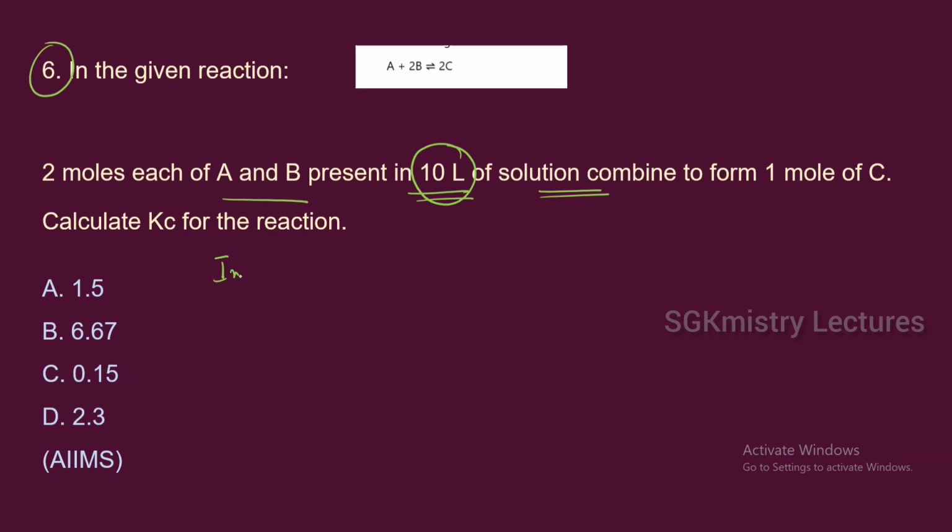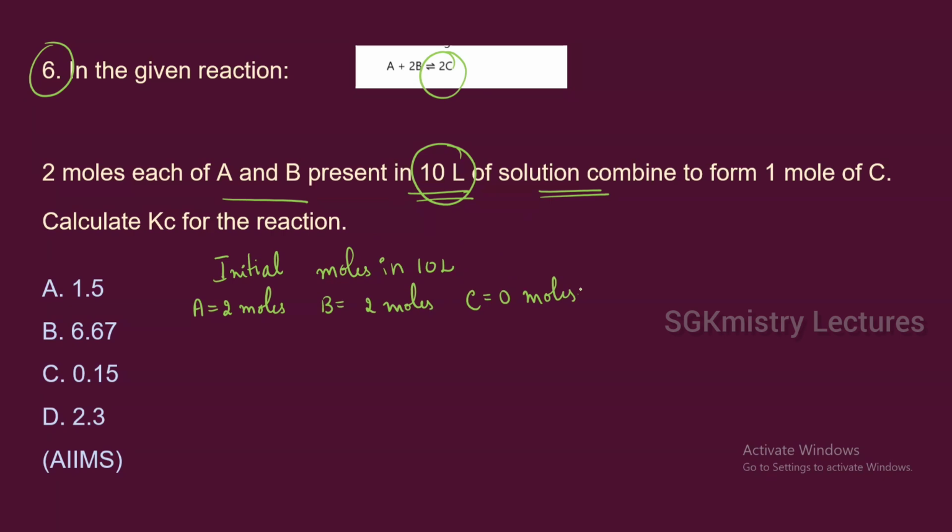So first let us write whatever is given. Initial moles in 10 liters of the solution: we have A, 2 moles, B, 2 moles, and C, nothing is present because C is the product, right? So initially, C is not present. So C is 0 moles. That is the initial amount, when we are talking about how many moles were present initially.